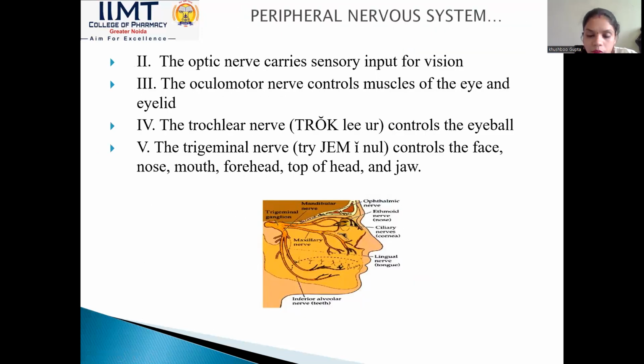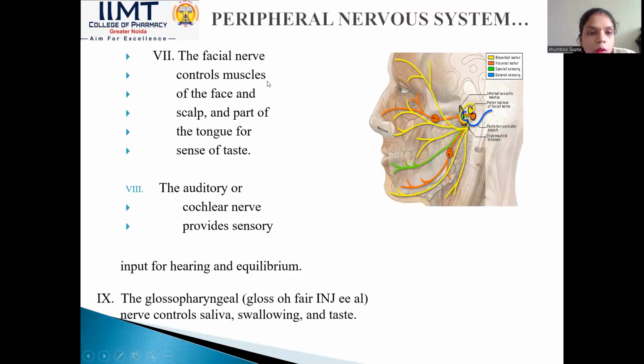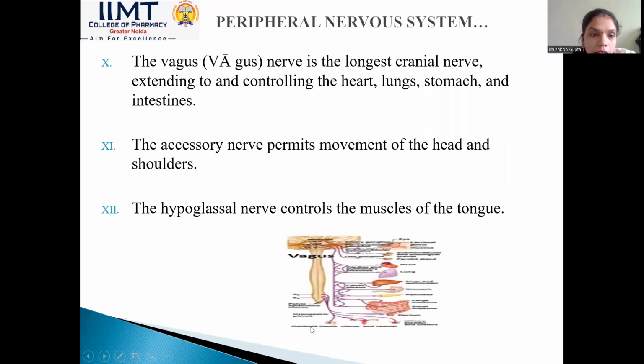All these nerves have different functions. For example, the optic nerve is used for vision. Oculomotor is the muscle of the eye and eyelid. Trochlear nerve controls the eyeball. Trigeminal nerve controls the face, nose, mouth, forehead, and jaw. Facial nerve controls muscles of the face and scalp and part of the tongue for taste. Auditory nerve provides sensory functions for hearing and equilibrium. Glossopharyngeal nerves control saliva and taste.